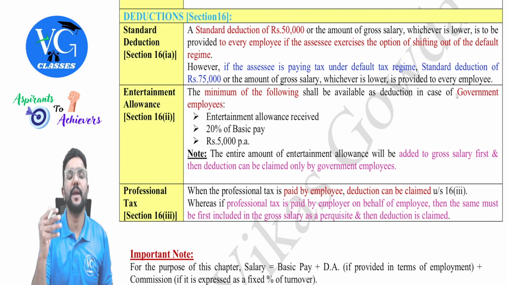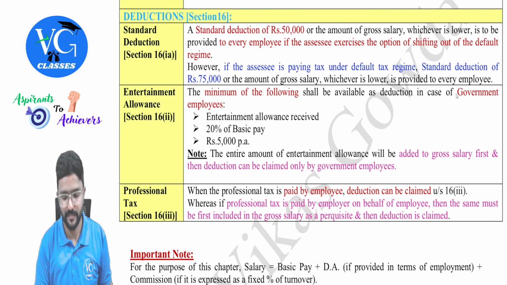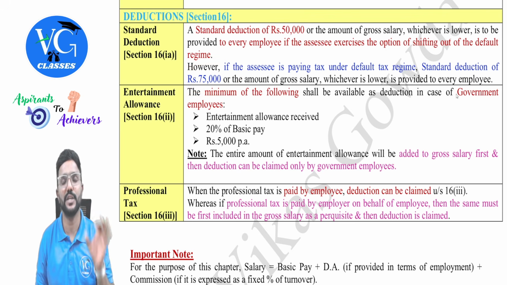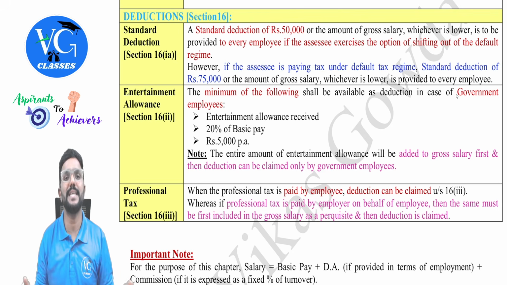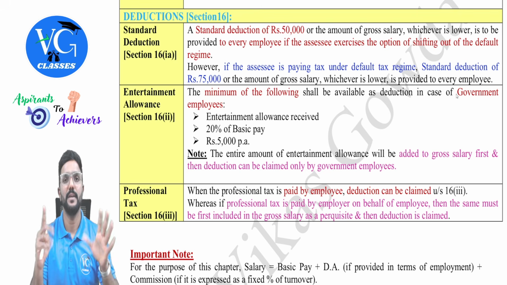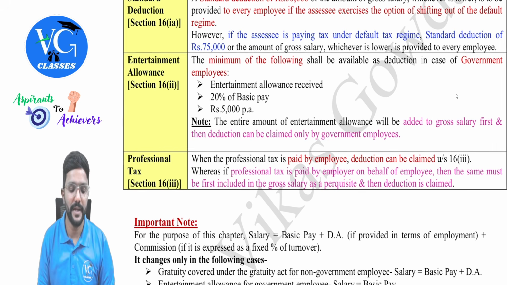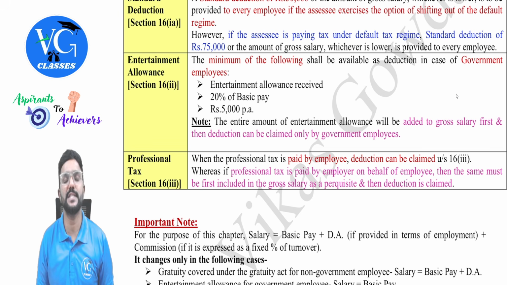Sir, what if the employee is following the default regime under section 115BAC? Then there is a flat or standard deduction of 75,000, guys. Clear? And here also, sir, what if gross salary itself is less than 75,000? Then only that much. For example, assume the gross salary of an employee following the default regime is only 60,000. That means he can claim only 60,000 as standard deduction, guys. Got it? Yes, sir.